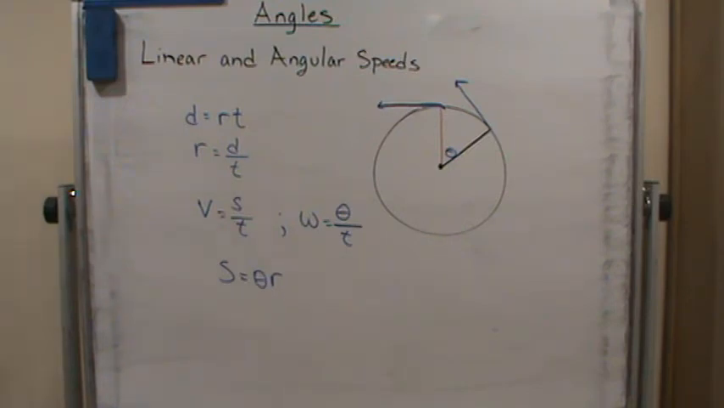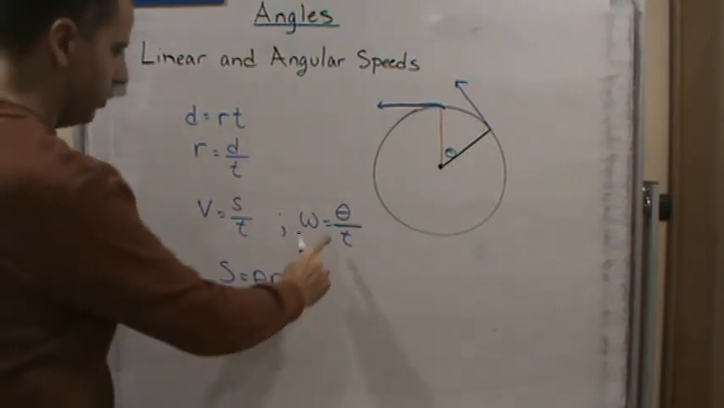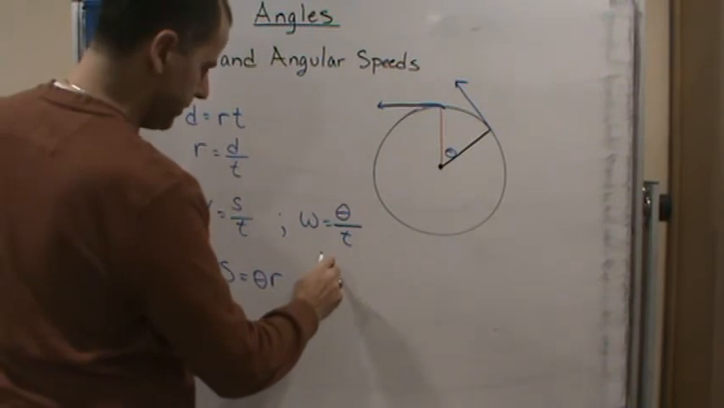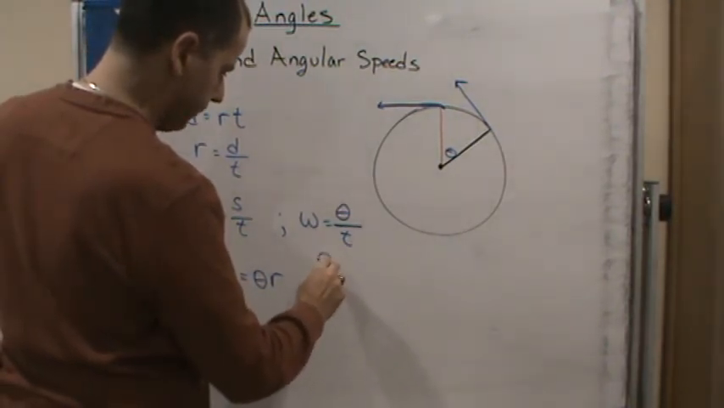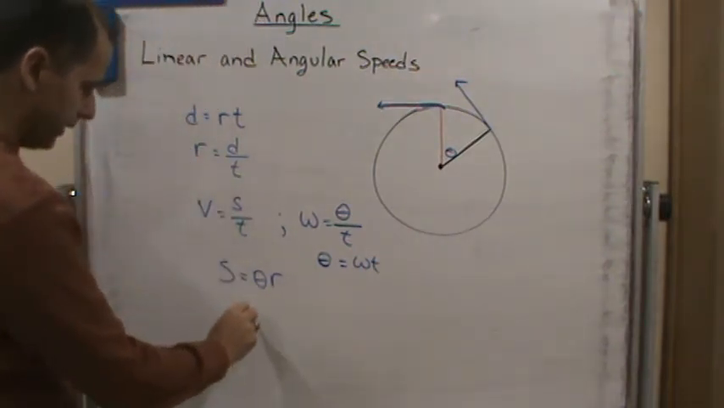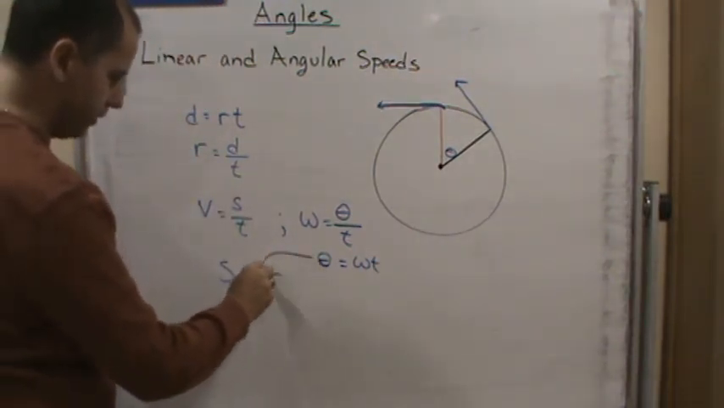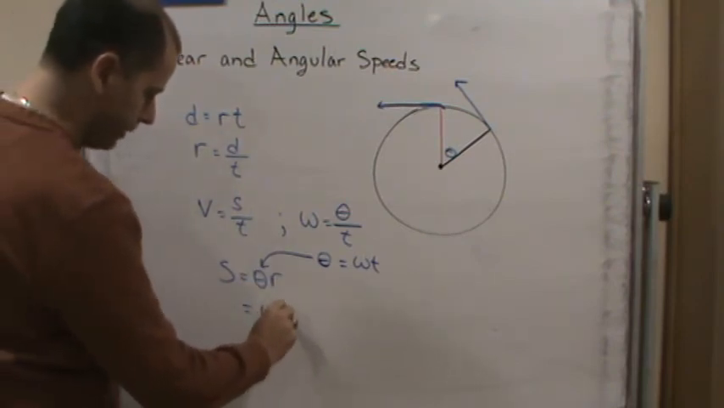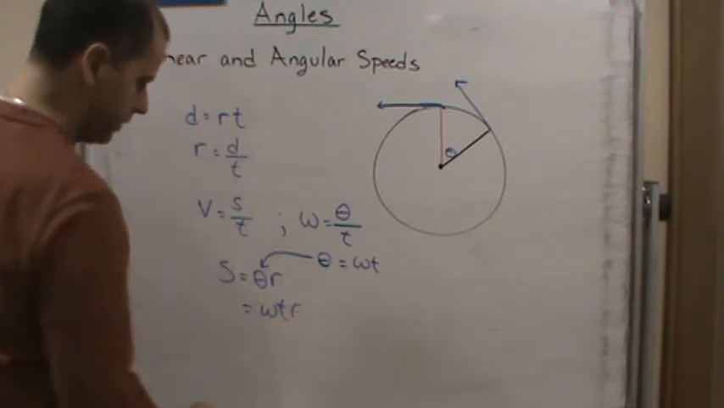now what I can do is use this to substitute in for theta. This tells me that theta is equal to omega times t. And so then I can combine that by substitution, and I get S is equal to omega times time times the radius.